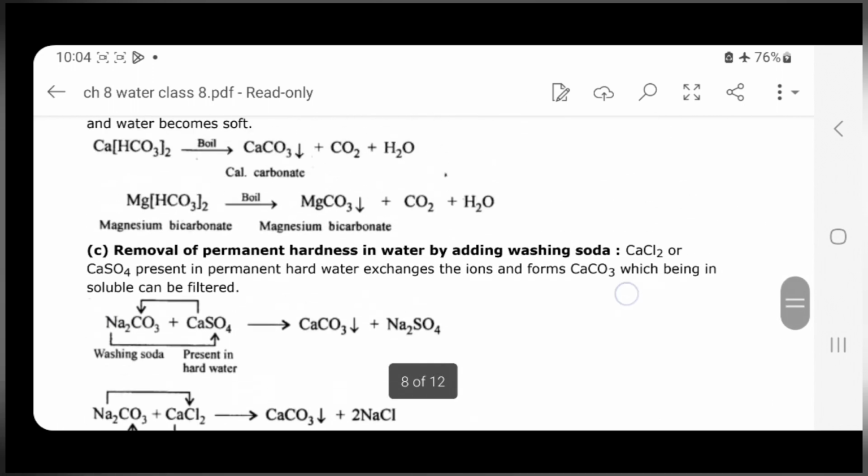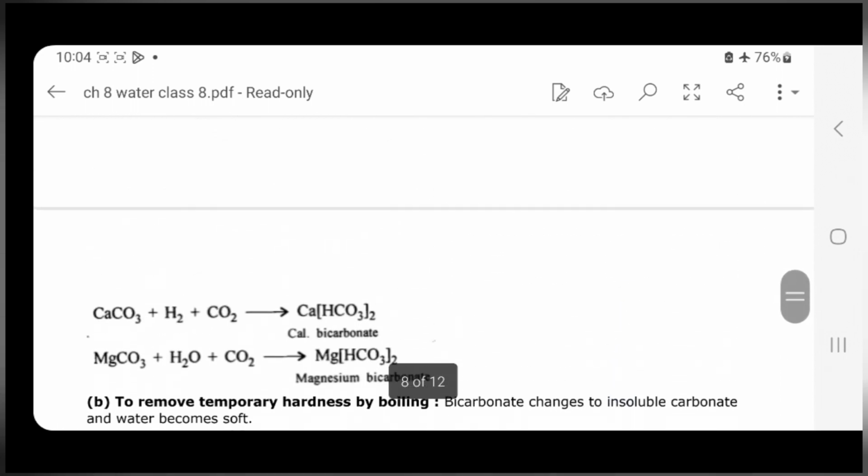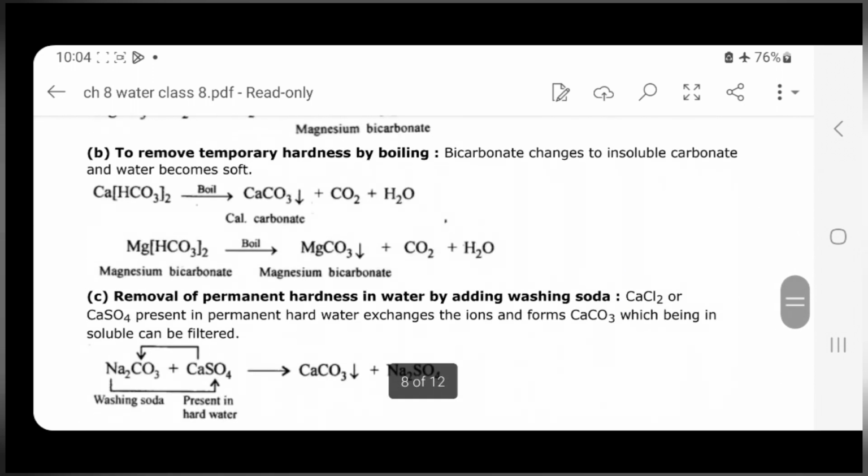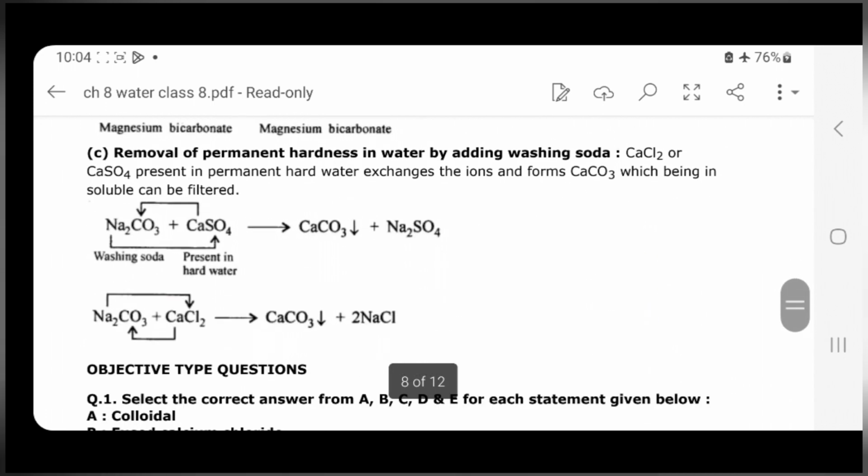Here are the 21 questions of the exercise, which are the long questions as well as short questions. In the next part we will discuss other exercise-based objective type questions.